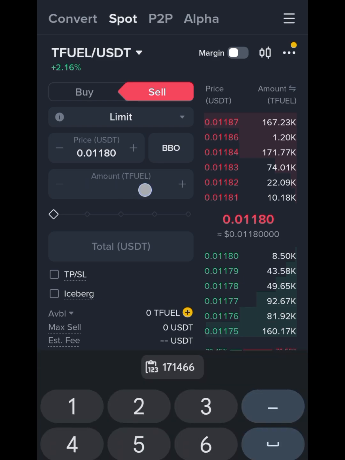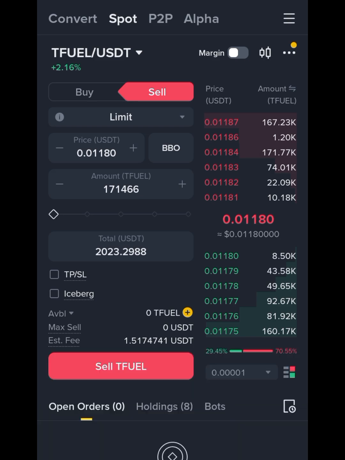Now we have 171k TFUEL. So if you're selling this, you'll be getting like $23 from one arbitrage trade, right? So the profit here will be $23 at the end of this cycle. And now you can decide whether this is actually profitable for you to go ahead with, or not to go ahead with. So this basically is where you decide.